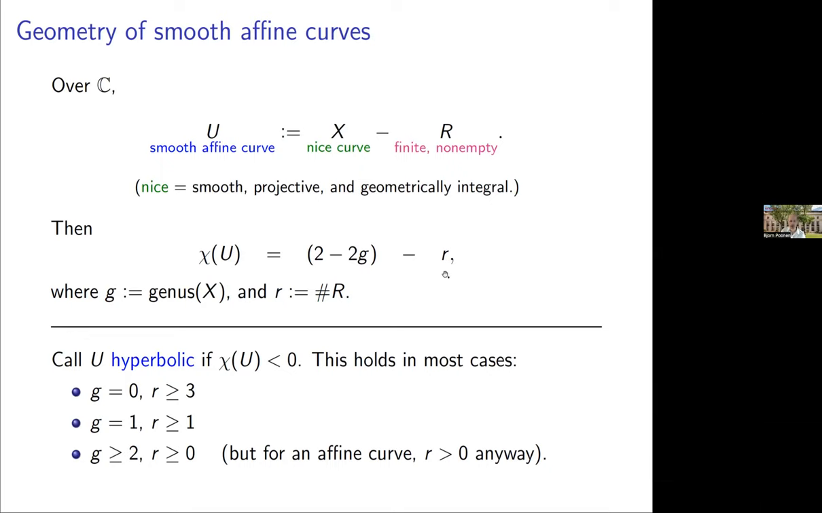I'm working my way up to reminding you what Siegel's theorem says, and it applies to hyperbolic curves, where hyperbolic means that the Euler characteristic is negative. Because there's such a simple formula for the Euler characteristic, you can say exactly when this happens, and it happens most of the time. When G is equal to 0, you need R to be at least 3 for this to be negative. When G equals 1, you need R at least 1. And for G at least 2, any R will work. Although we're always assuming that R is positive anyway, because we're not talking about projective curves. I'm always talking about affine curves today. So these are the curves that we're going to talk about, where the Euler characteristic is negative.